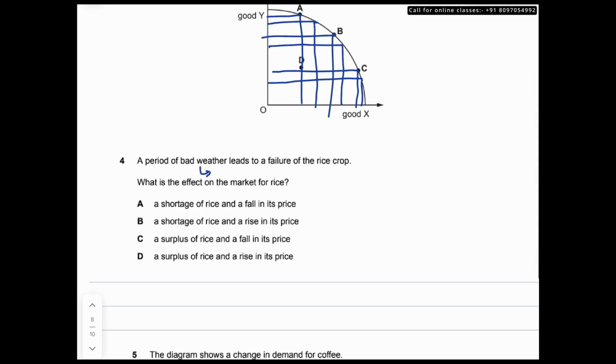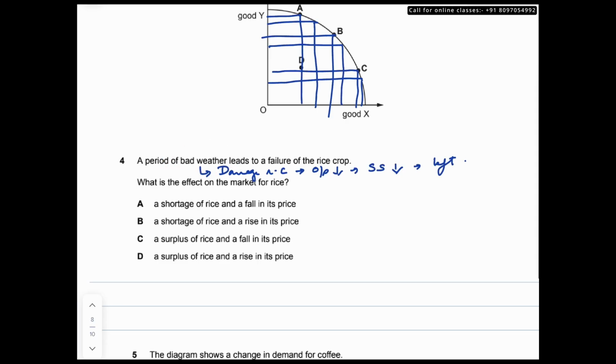A bad weather means there is some damage to the rice crop, right? I'll just write in short form. So because of the damage to the rice crop, that means output has gone down, and because the output has gone down, that means the supply is decreasing, a reduction in supply because of a non-price factor. Bad weather over here means the supply curve would shift to the left.